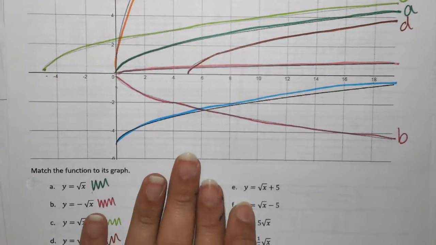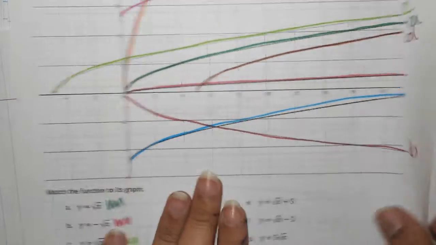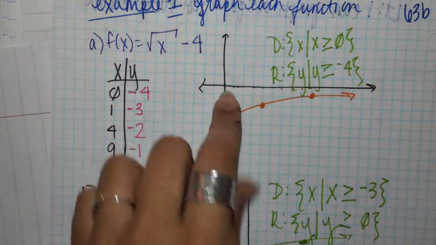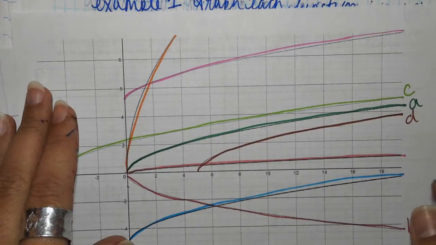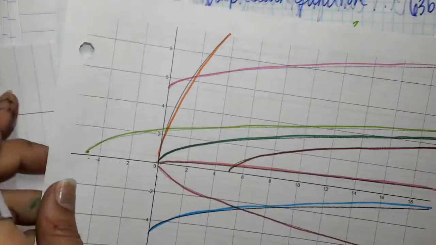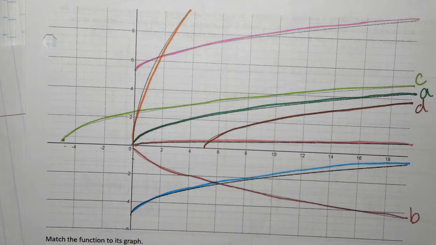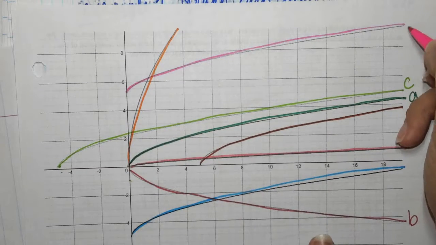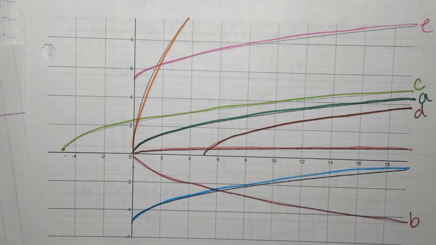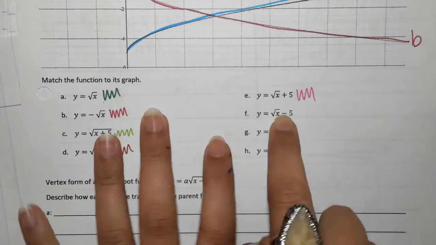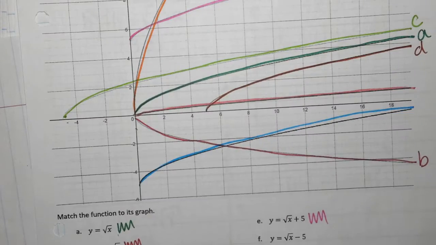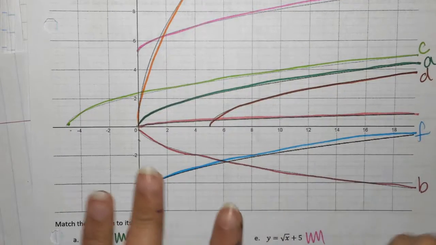Okay. All right, now the square root of x plus 5 on the outside. So when we did minus 4 on the outside, it moved it down 4. So what would plus 5 on the outside do? Up 5, yes. Okay. Thank you. So that would be that hot pink color. Alright, so what would minus 5 on the outside do? Bring it down. And that's this blue.